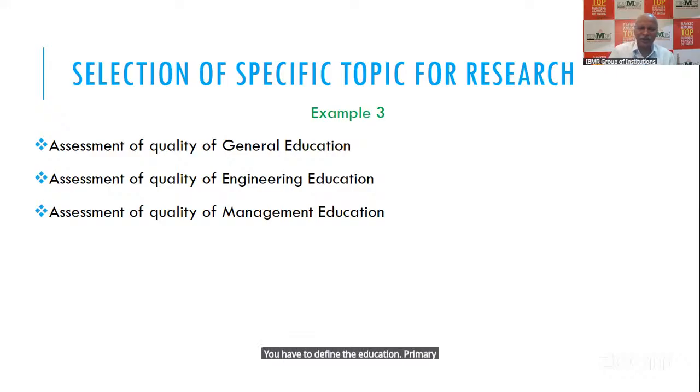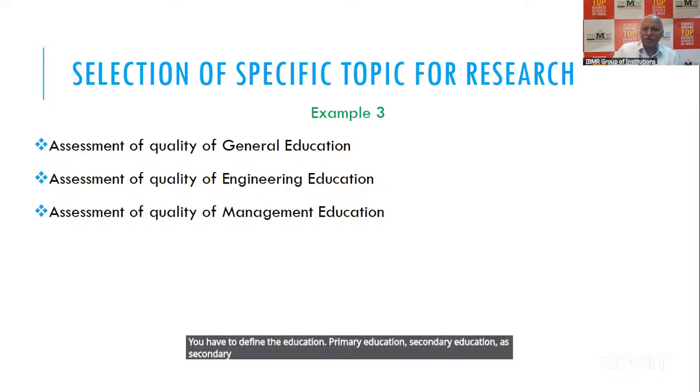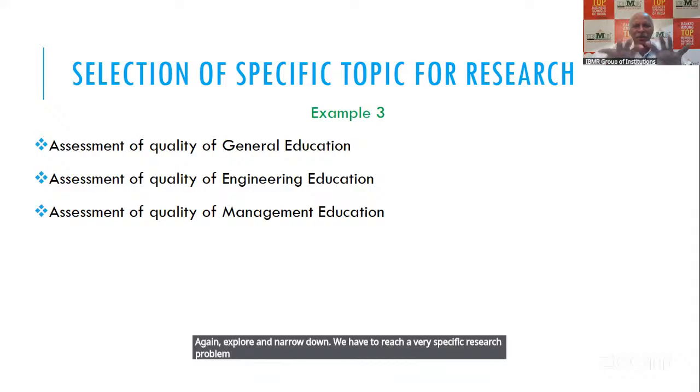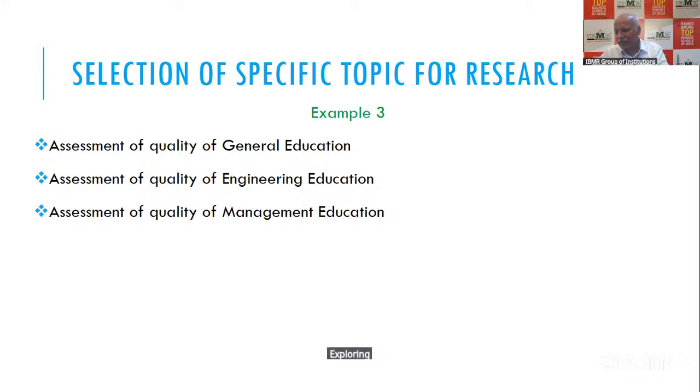Primary education, secondary education, higher secondary education. But in primary education, am I going to concentrate on curriculum? Am I going to concentrate on teaching learning methodologies? Am I going to concentrate on student difficulties? Again, explore and narrow down. We have to reach a very specific research problem. Therefore, it is a process. From a main problem, we are exploring, and we are finally reaching a specific research problem ready for going for research.